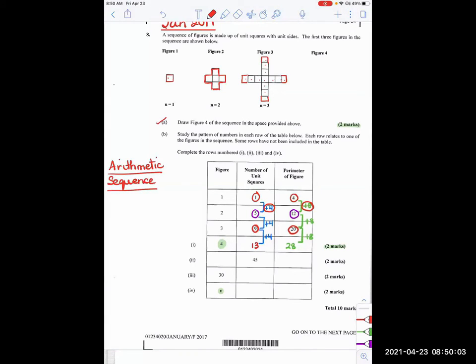In an arithmetic sequence, the common difference, which is represented by D, is the same for consecutive numbers.